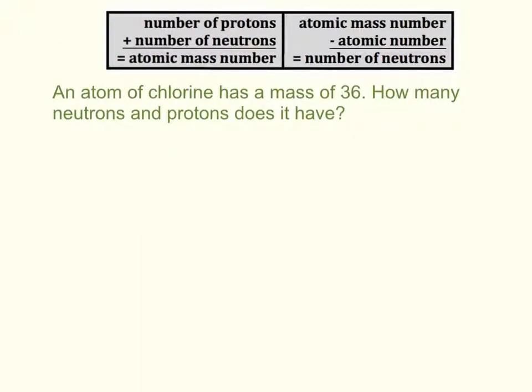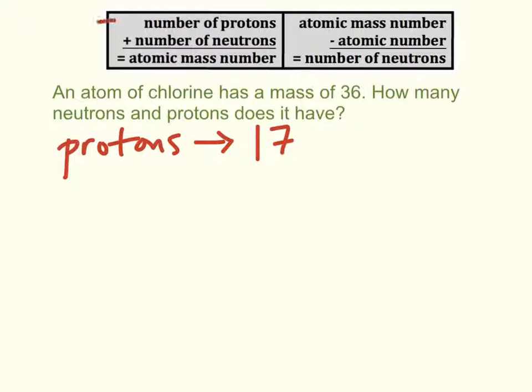All right, I'll do one more example problem. This one is: an atom of chlorine has a mass of 36. How many neutrons and protons does it have? Let's start with protons because it's the easiest. The number of protons is just going to be the atomic number that we can read on the periodic table. So you have to find chlorine on the periodic table, and when you find it, you will see that it has a 17 in the upper left corner, which is the atomic number, so it has 17 protons.